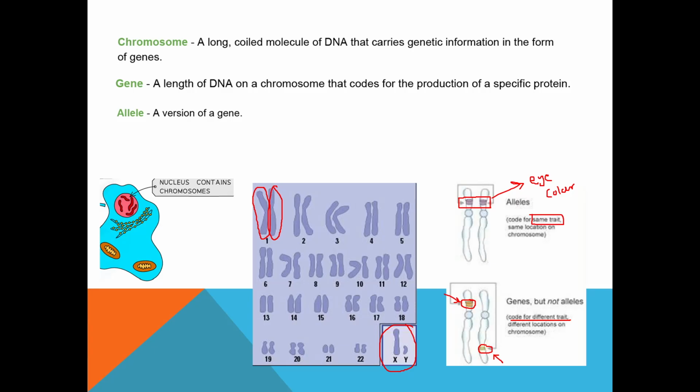So now it might be easier for you to understand the definition. A gene is a length of DNA on a chromosome that codes for the production of a specific protein, whereas an allele is just a version of a gene. So genes are located at different locations along the chromosome, whereas alleles are located on the same location of the chromosomes, and they code for the same trait.